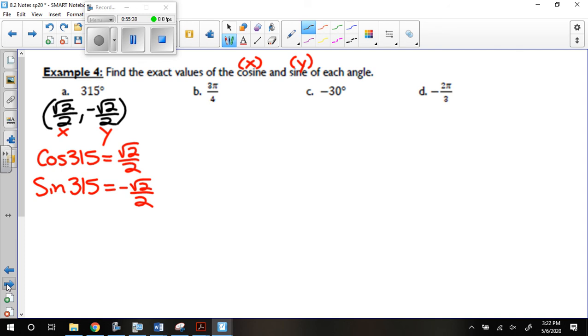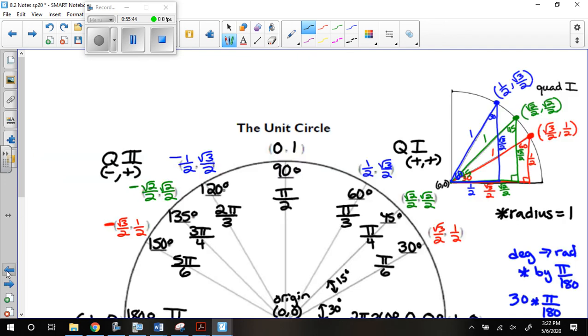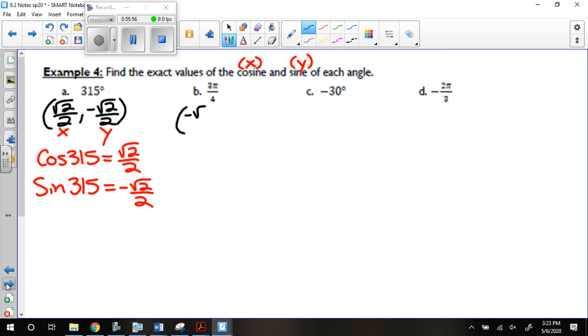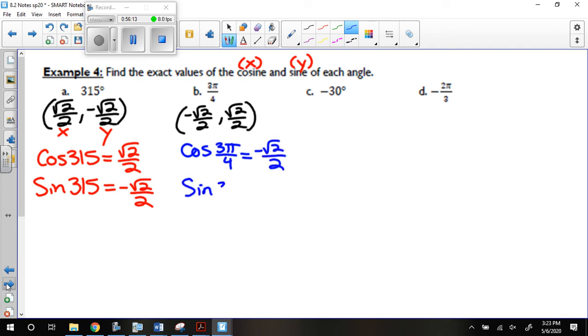Okay, next we've got 3 pi over 4. So I'm going to go back to my unit circle, find 3 pi over 4, and that's this ordered pair, negative square root of 2 over 2, positive square root of 2 over 2. So I'll write that down. Okay, so the cosine of 3 pi over 4, remember cosine is the x value, so that's negative square root of 2 over 2. Sine of 3 pi over 4 is the y value, so square root of 2 over 2.